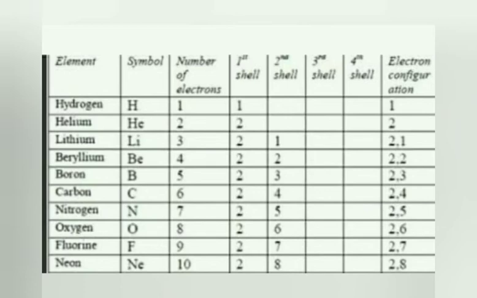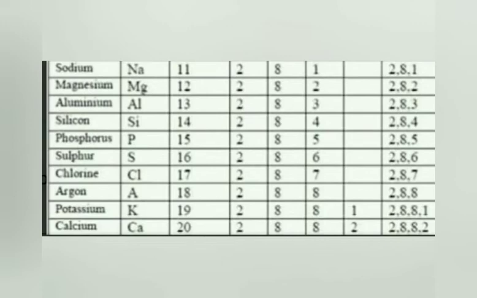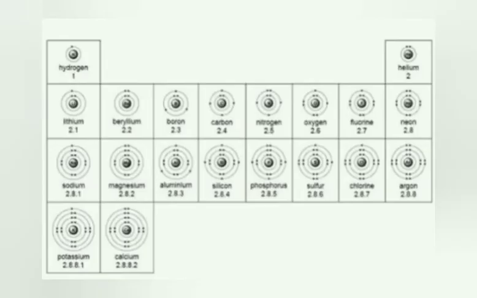Similarly, let's see the electronic configuration of the next 10 elements from 11 to 20. These are the next 10 elements from sodium to calcium. You see again the atomic number, the first, second, third, and fourth shell electrons, and in the last column the electronic configuration. In this picture, you see the arrangement of electrons in the various orbits of the first 20 elements of the periodic table from hydrogen to calcium.